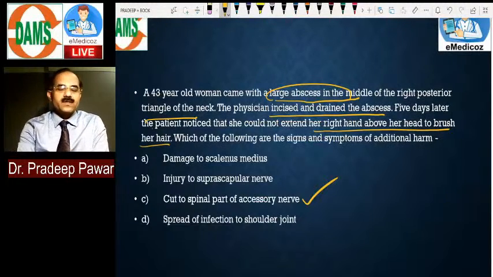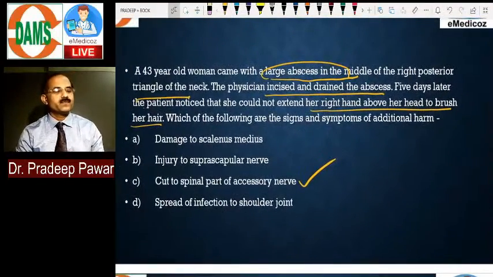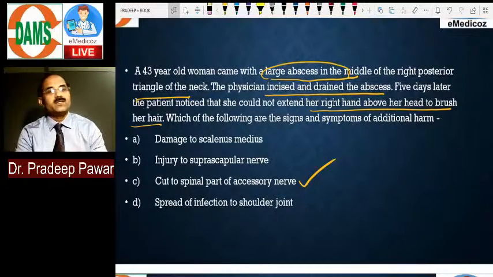Any doubts in this? Any doubts you have? So this was a small demo topic just to make you understand how we teach in DAMS.